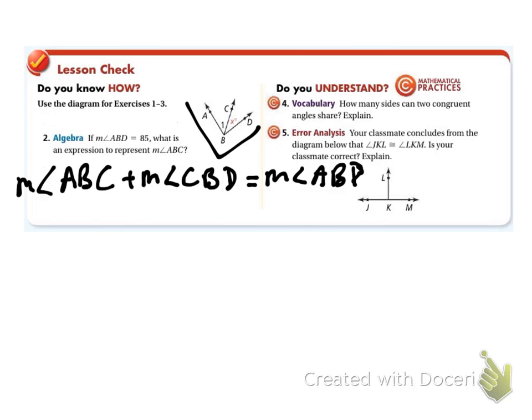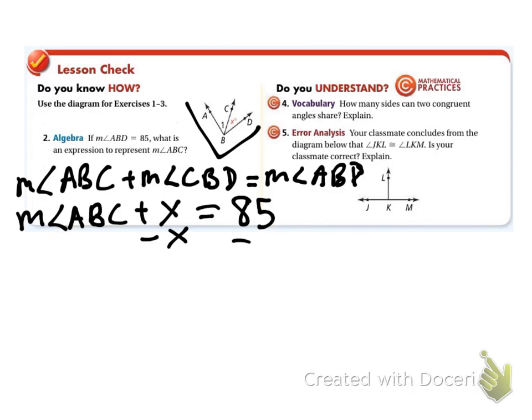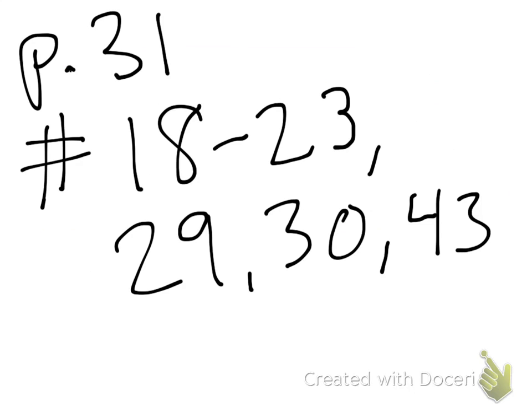Okay, well, I don't know the measure of angle ABC. That's what I need to get an expression for. But it's marked in there that the measure of angle CBD is x. And I'm told that the measure of angle ABD is 85. Now I'm asked to find an expression to represent the measure of angle ABC. So I need to move this x over to the right so that the measure of angle ABC is all by itself. So if I subtract x from both sides, I get the measure of angle ABC is equal to 85 minus x. And there's your homework.